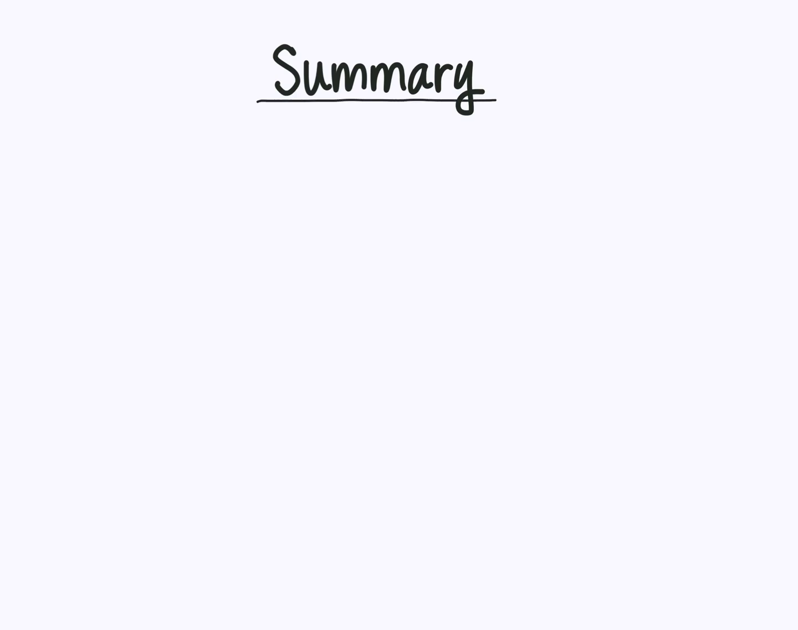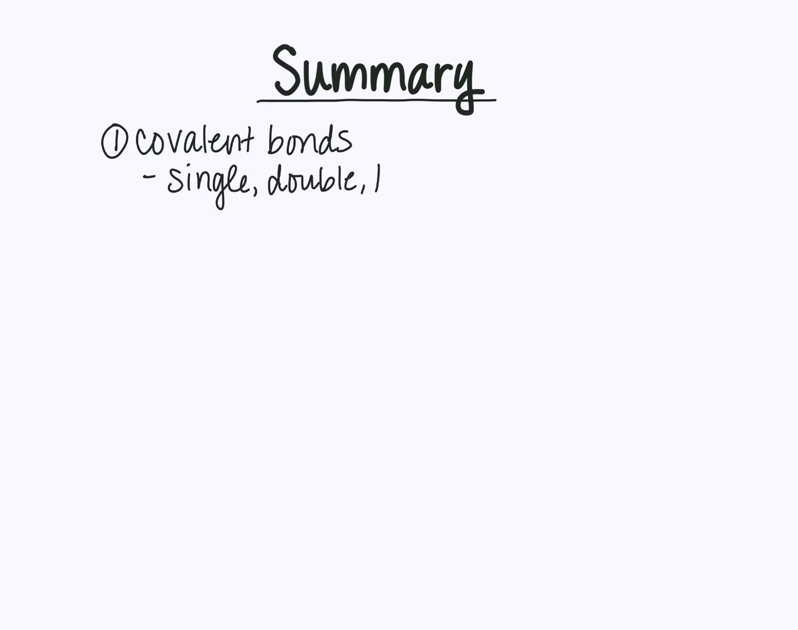So in summary, we talked about three main types of chemical bonds in this lesson. So the first type we talked about are covalent bonds. Remember that covalent bonds can be single, double, or triple. The bonds can also be polar or nonpolar. And with covalent bonds, remember that it just means that atoms are sharing electrons.